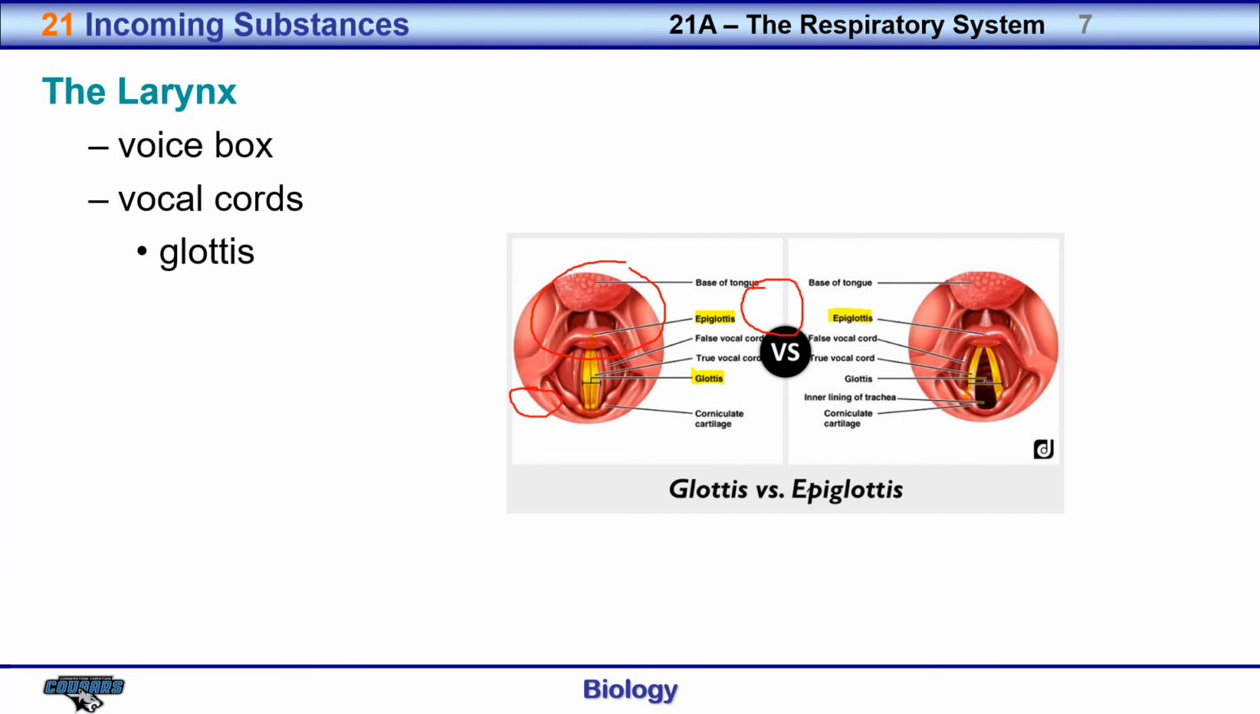So you have the glottis. That's the gap between the vocal cords. And then the epiglottis is the covering that's pulled back most of the time when you're speaking or inhaling. But if you want to swallow, that's got to close up that gap so that food will go down your esophagus and not down into your lungs.